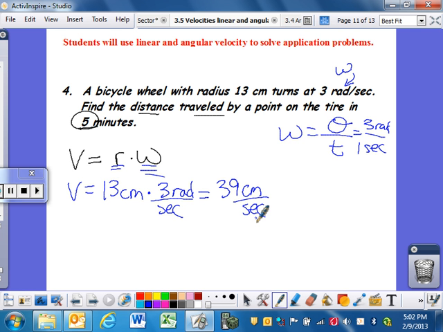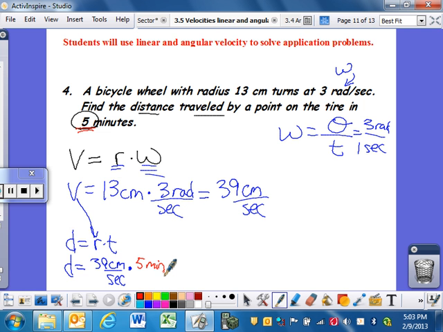Okay? But what do they ask you? They say find the distance. Oh my goodness. Distance is what? Rate times your time. So what we need to figure out is distance equals rate times time. What's your rate? Linear velocity is your rate. It's how fast it's going. So 39 centimeters per second is how fast it's moving, times, here's the rough part, I need to figure out 5 minutes. I have a second here.